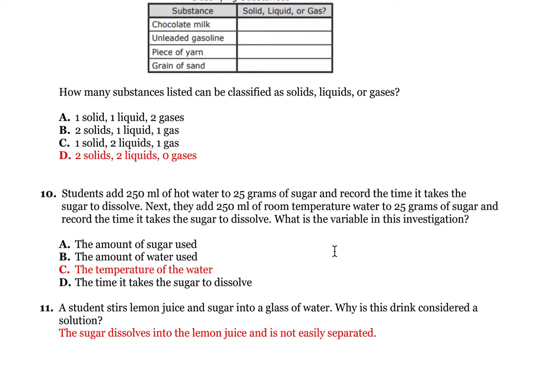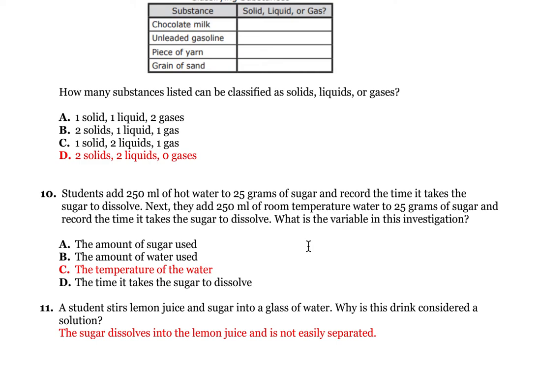Number 10. Students add 250 milliliters of hot water to 25 grams of sugar and record the time it takes the sugar to dissolve. Next, they add 250 milliliters of room temperature water to 25 milligrams of sugar and record the time it takes the sugar to dissolve. What is the variable in this investigation? What is the thing that we change? The student changed C, the temperature of the water.